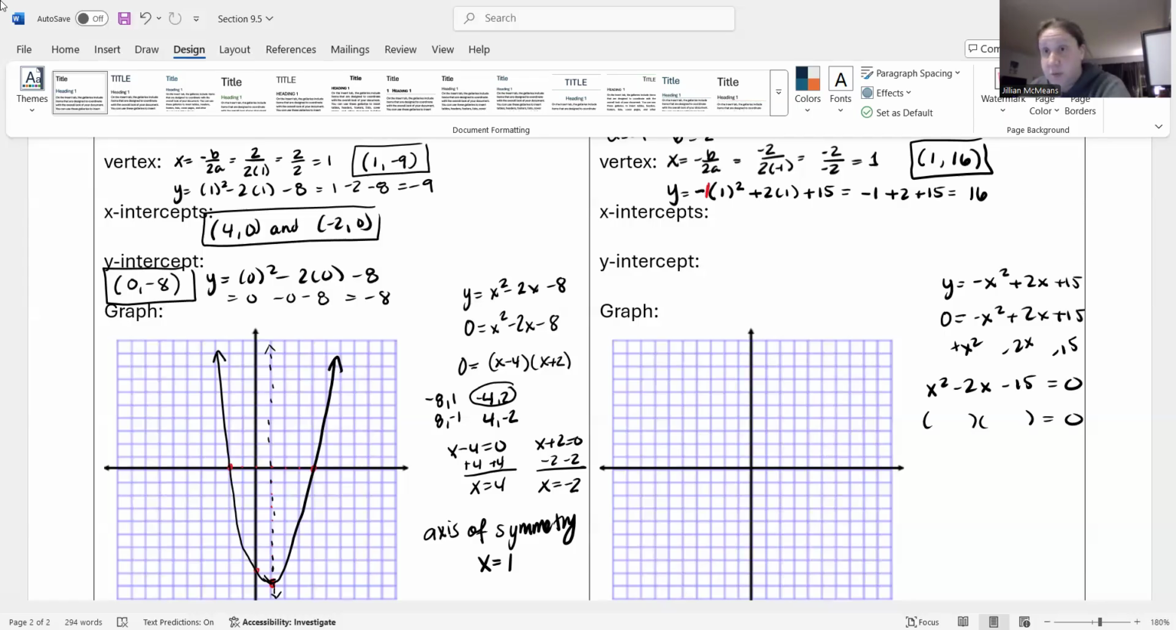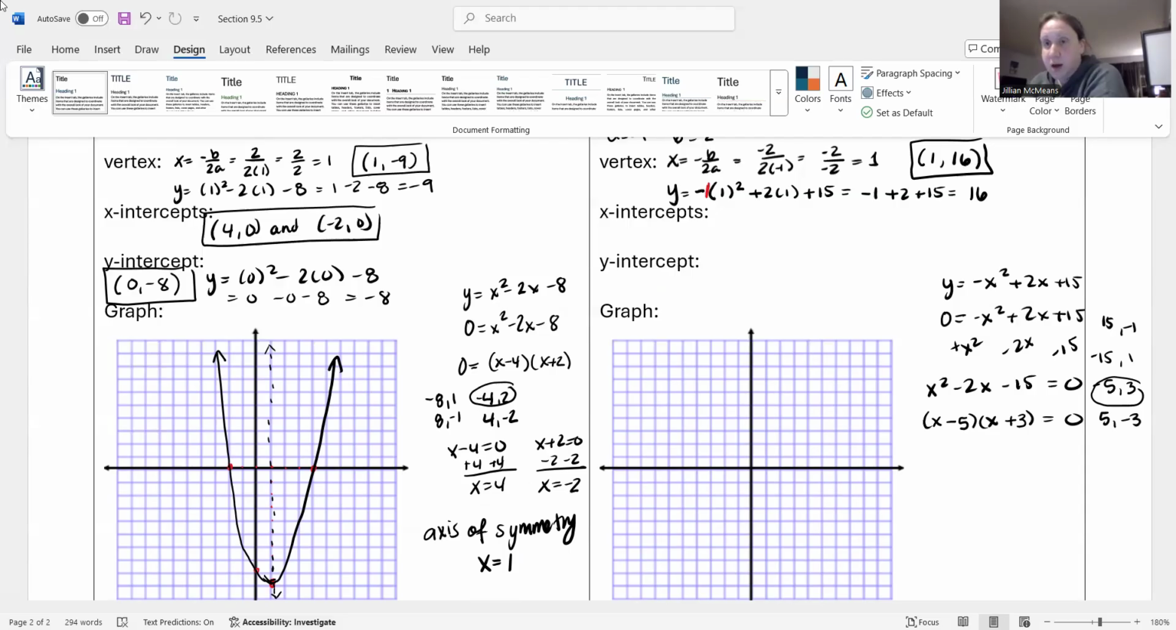The coefficient of the square term is 1, so we're looking for two binomials, both that start with an x. And we're looking for factors of negative 15, so one positive, one negative, and we want them to have a sum of negative 2. So we could try 15 and negative 1, or negative 15 and 1. We could try negative 5 and 3, or 5 and negative 3. So which of those pairs of factors adds up to negative 2? Well, this pair right here. So this tells me that we have x minus 5 and x plus 3.